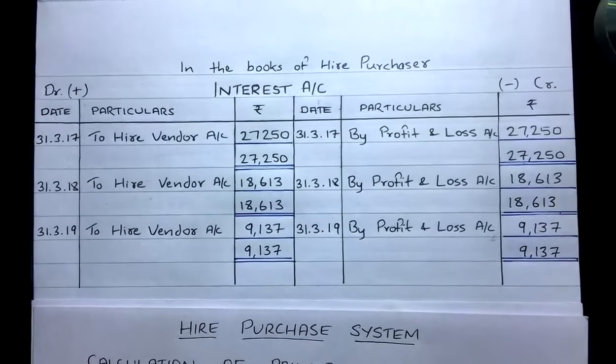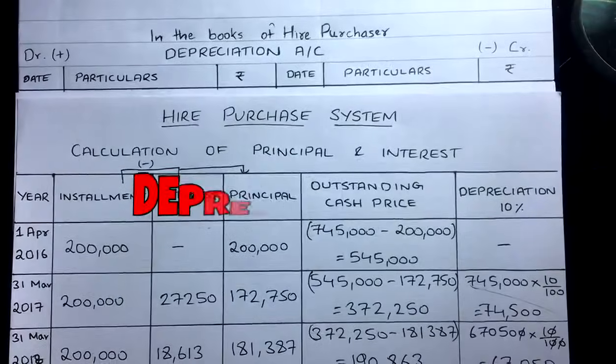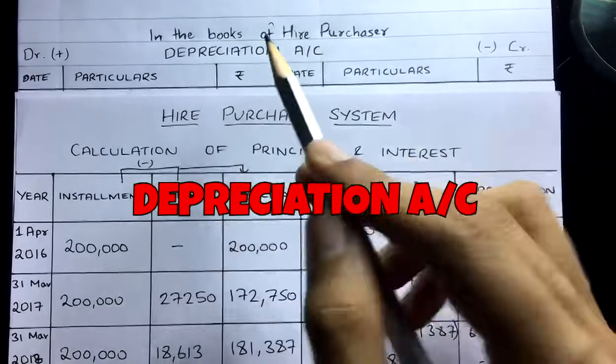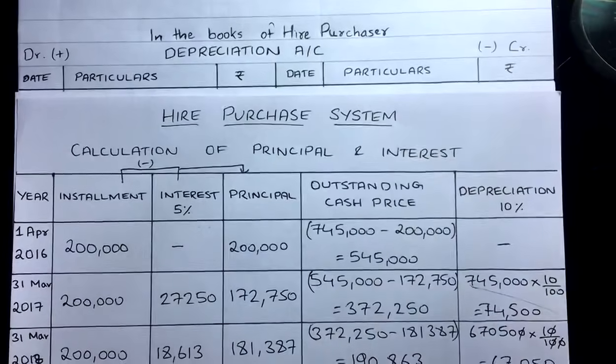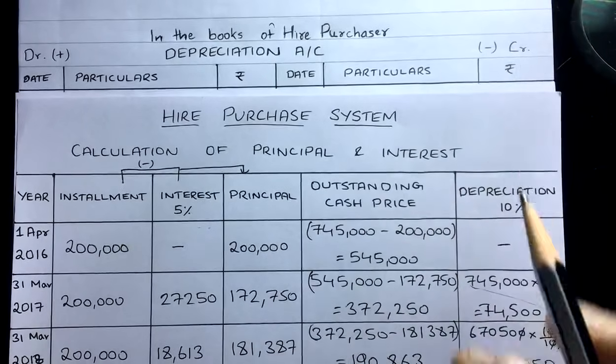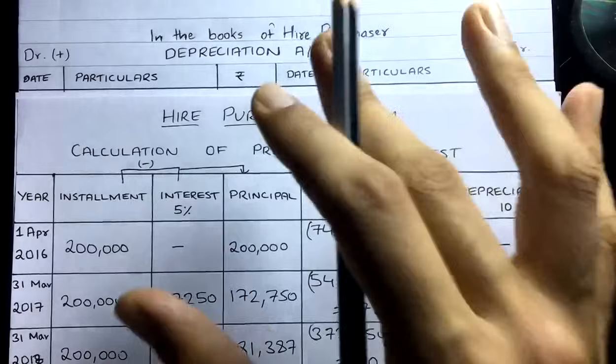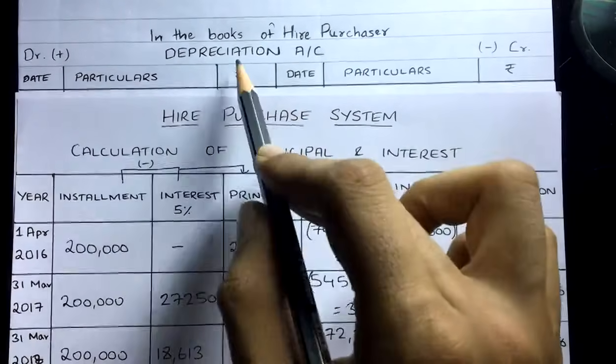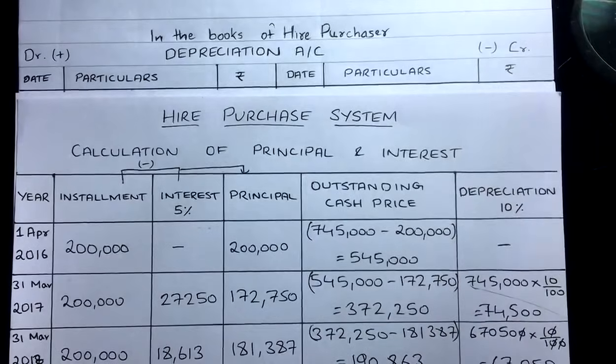Okay, now let's see the depreciation account. After preparing the interest account, the last account that you need to prepare is the depreciation account. Now what is depreciation? How do you prepare the depreciation account? See, it is very simple. Depreciation means fall in the value of an asset, so it is a loss. Depreciation is a loss, so when loss increases you have to debit, and when loss decreases you have to credit. All right, so let's start.